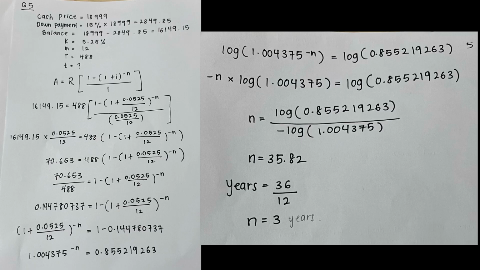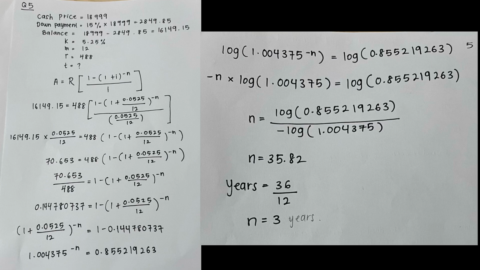The formula for the present value of an ordinary annuity is A equals R bracket 1 minus bracket 1 plus I bracket negative N over I bracket. I equals K over M is the interest rate per period and N is the total number of payments. Second, substitute values into the formula. 16149.15 equals 488 bracket 1 minus bracket 1 plus 0.0525 over 12 bracket negative N over 0.0525 over 12 bracket.